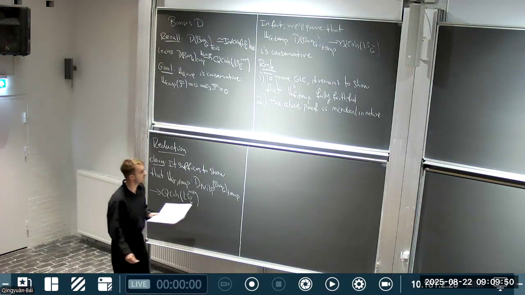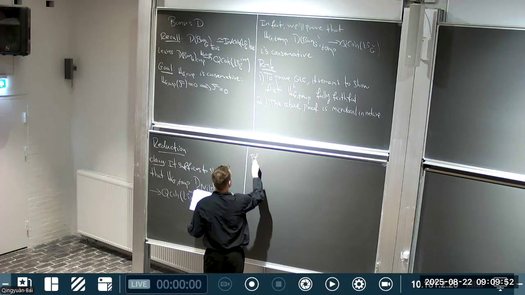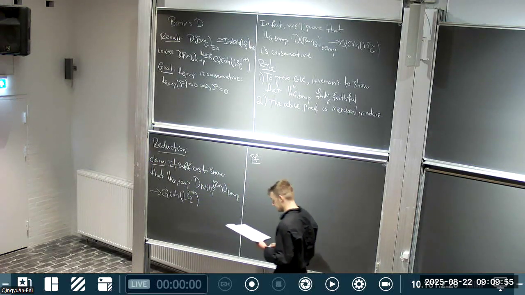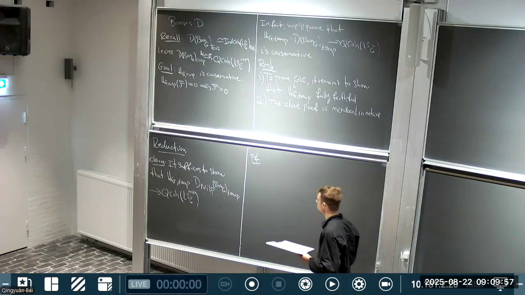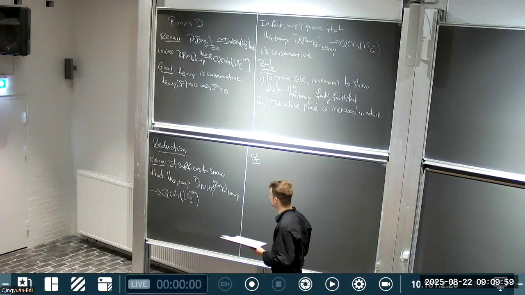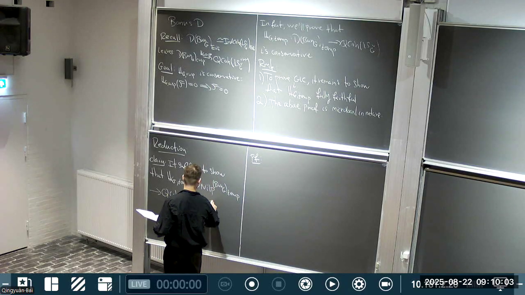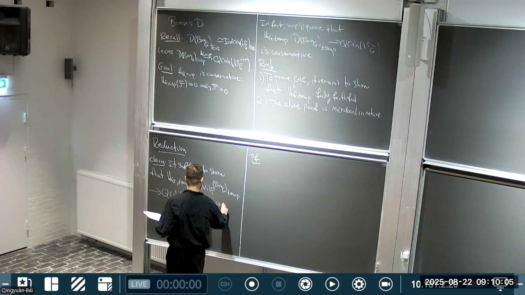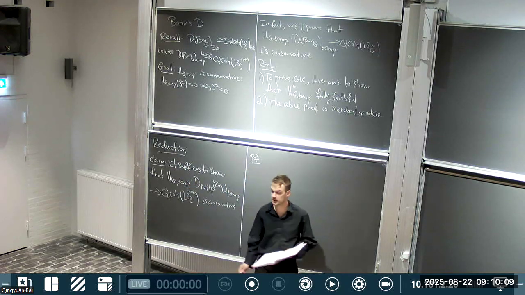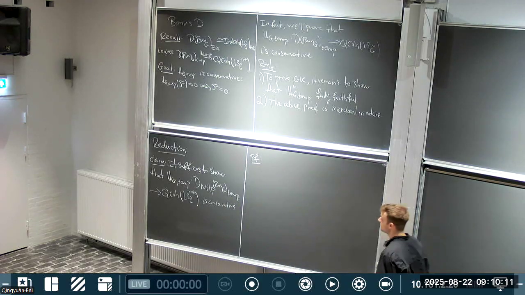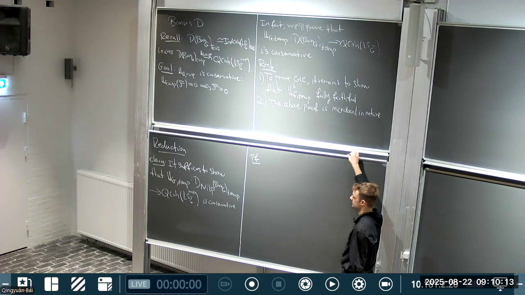This is the claim. Let's see the proof of the claim. Claim is if you prove conservativity in a smaller category, you also get it on the larger one.